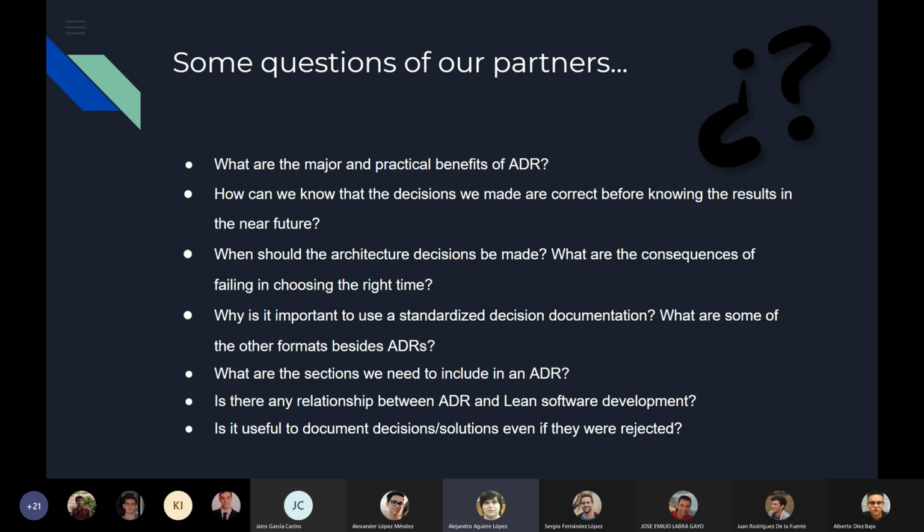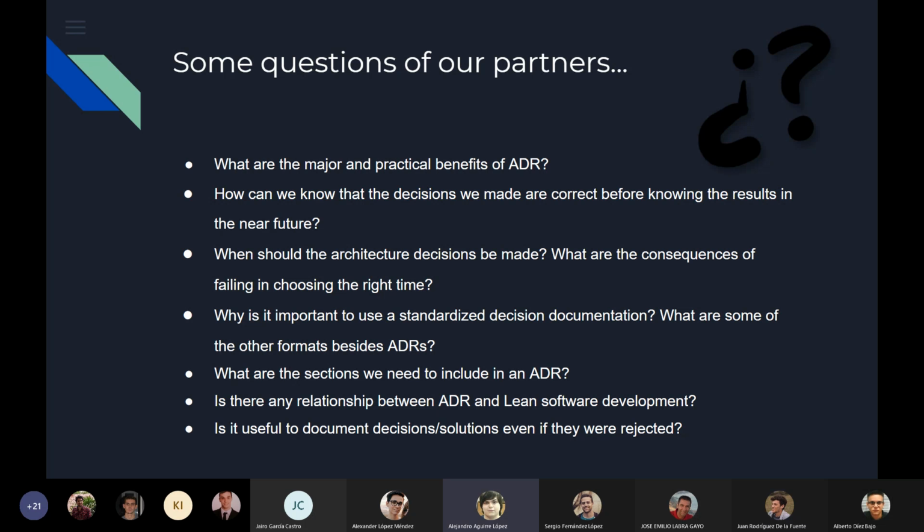How can we know that the decisions we made are correct before knowing the results in the near future? During the decision process, the stakeholders try to come up with the best option based on the context known at the moment. We cannot always be certain that this will be the best decision as the project evolves and the context changes. So if we see that this is no longer valid, we should create another ADR and propose a different decision.